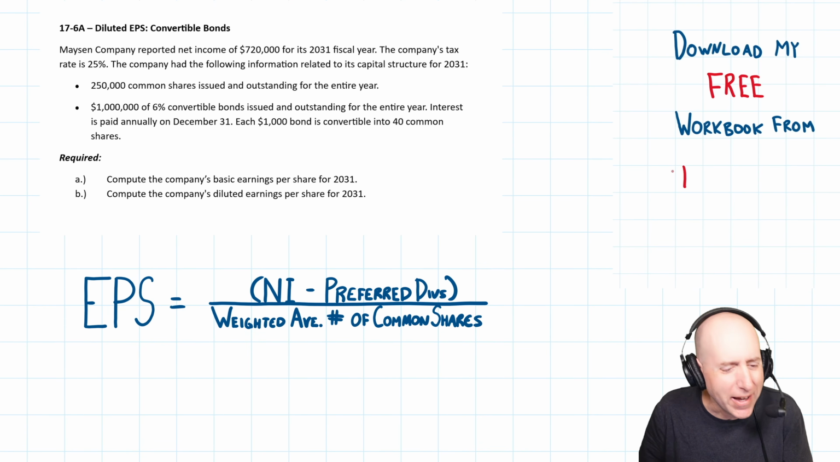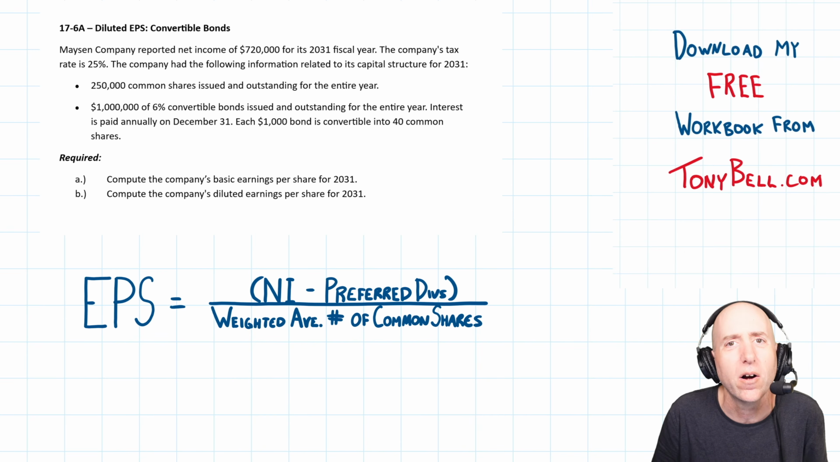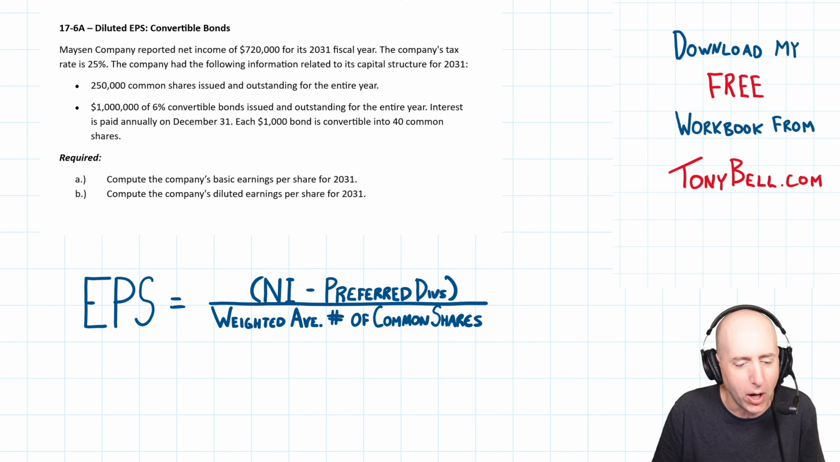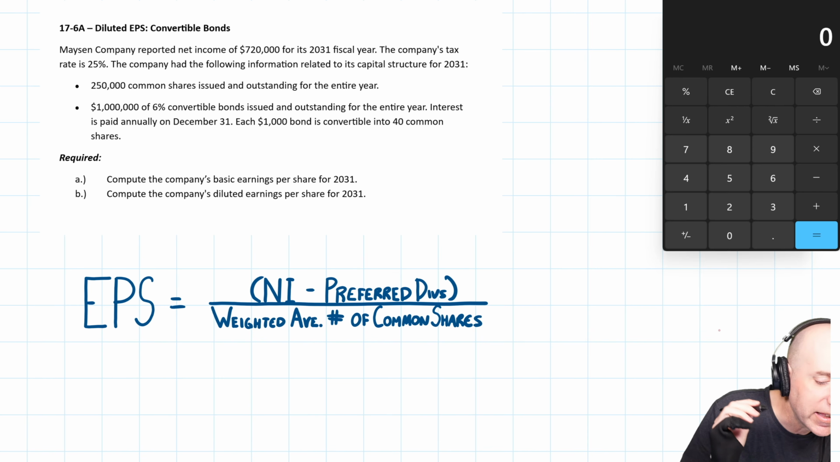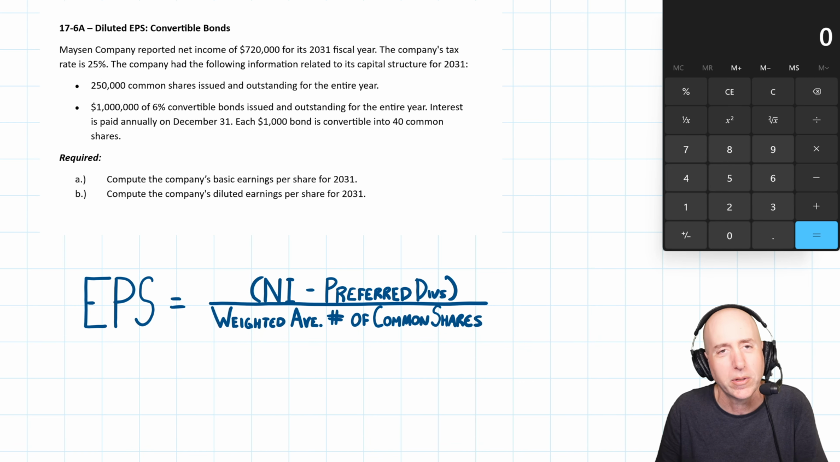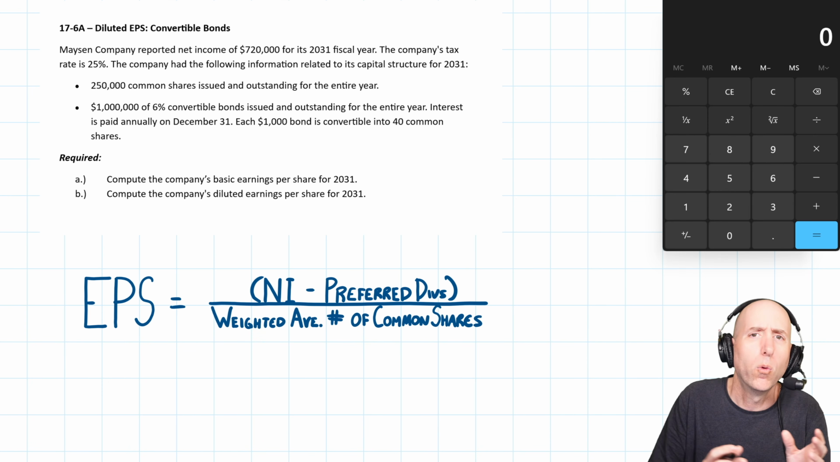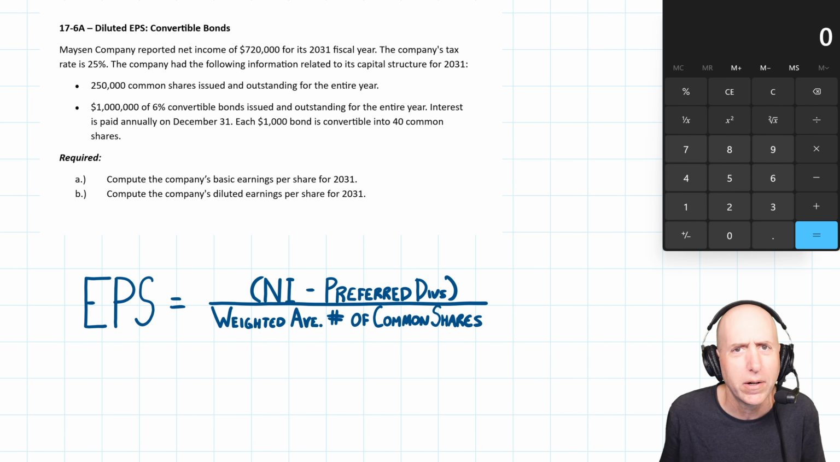Let's jump into problem 17.6a. We are doing diluted earnings per share on convertible bonds. So we'll start by calculating the basic earnings per share, and then we'll get on to the diluted earnings per share, which answers the question, we have these bonds that convert to common shares. What if they converted? What would that do to our earnings per share?